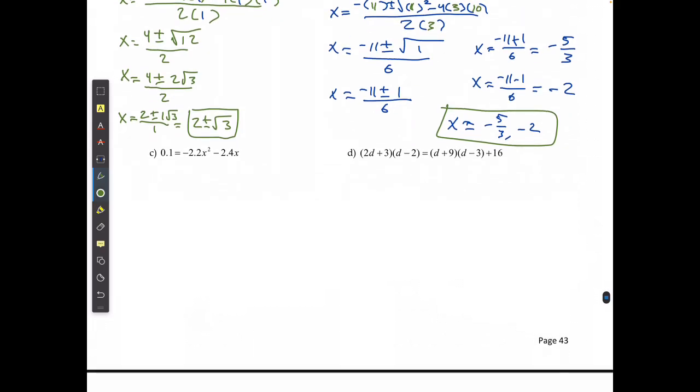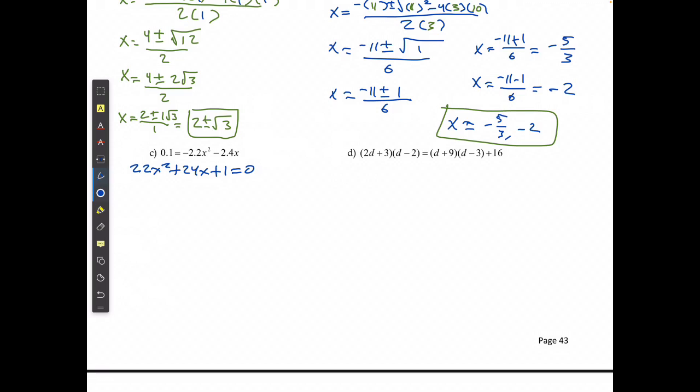For example C, well, first off, I don't like dealing with decimals because most people don't know what perfect square decimals are, like 0.04 or 0.25 or things like that. So the first thing I'm going to do is multiply everything by 10 to get rid of those decimals, and I'm going to move everything to the left-hand side. So this is actually going to be 22x squared plus 24x plus 1 is equal to 0.